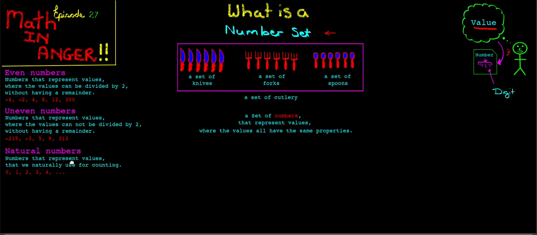Yes, this idea of grouping numbers into sets, it becomes more and more important the further you go in mathematics, especially when you start going beyond school, because there are things you need to talk about with respect to values that can only really be explained in this way. But now you know what a number set is.